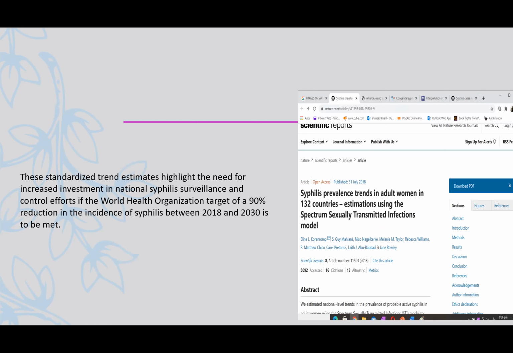Syphilis prevalence trends in adult women in 132 countries. These standardized trend estimates highlight the need for increased investment in national syphilis surveillance and control efforts if the World Health Organization target of a 90% reduction in the incidence of syphilis between 2018 and 2030 is to be met.